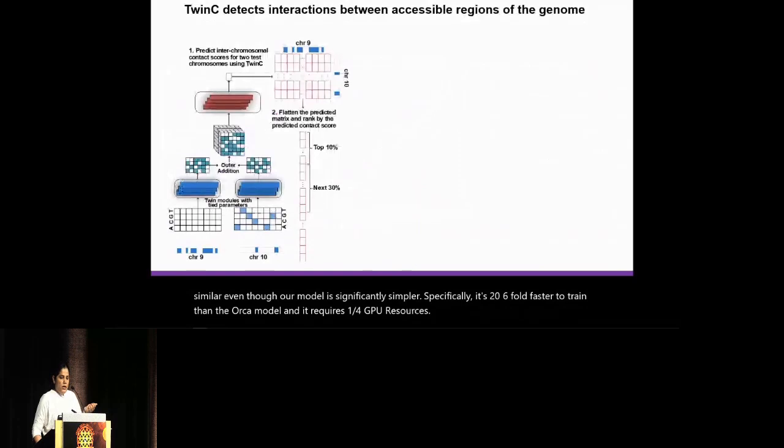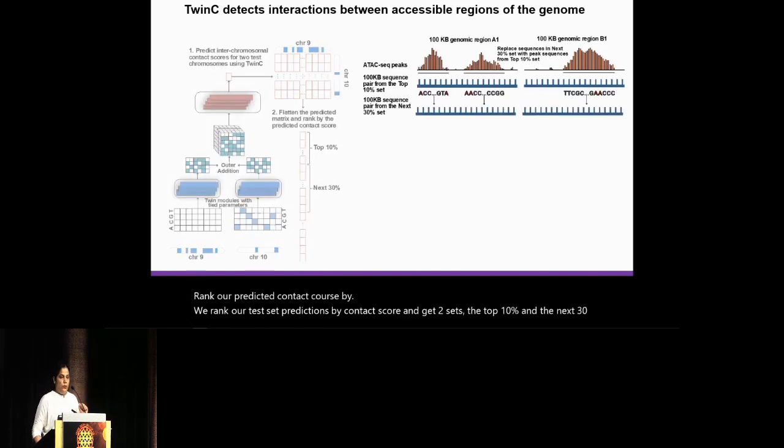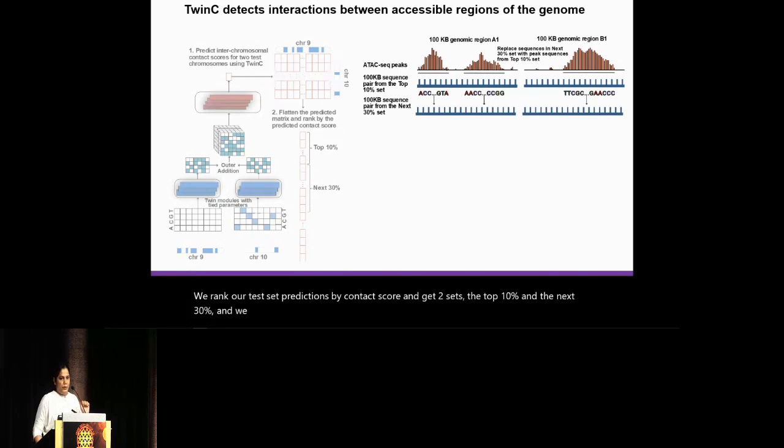So now that we have this predictive power, we want to assess exactly what this model has learned about interchromosomal contacts. So to do that, we rank our test set predictions by contact score and get two sets, the top 10% and the next 30%. And we do a substitution experiment by substituting ATAC peaks from the top 10% into the next 30%.